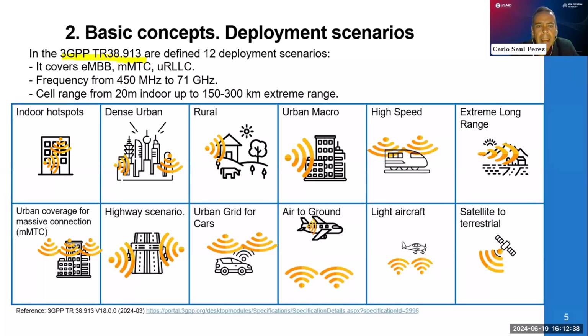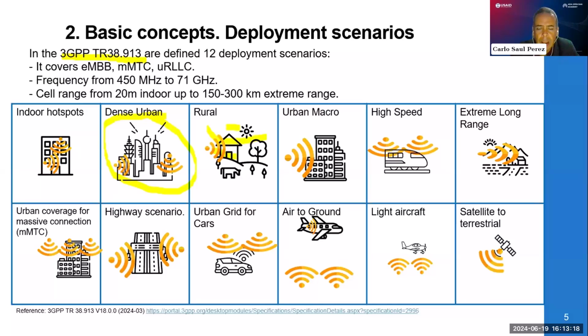They show the different deployment scenarios for all of the sites that we have. We have sites that could be used in indoor hotspots, for example inside a building. We have the possibility of dense urban areas, like in our main important cities, for example Manila or here in Mexico City. Also, there is a particular scenario for rural, because for rural you need to cover a wider area. You have urban macro, which differs from dense urban.